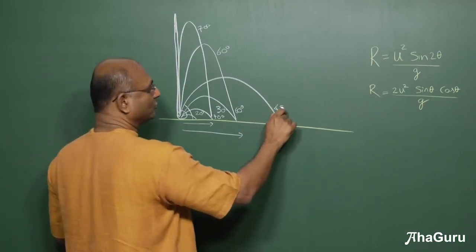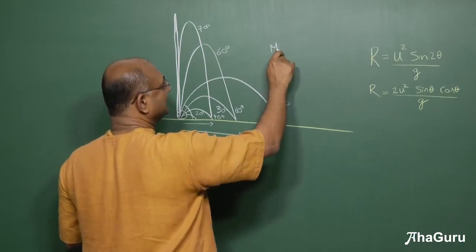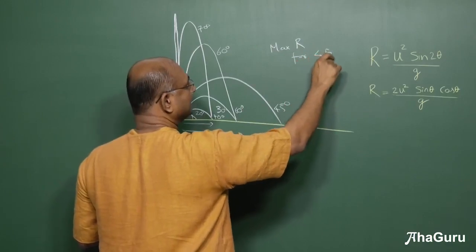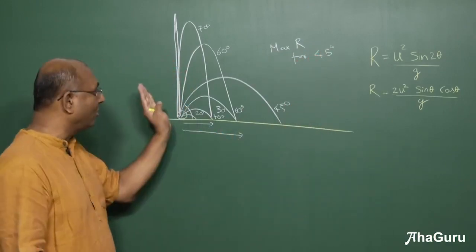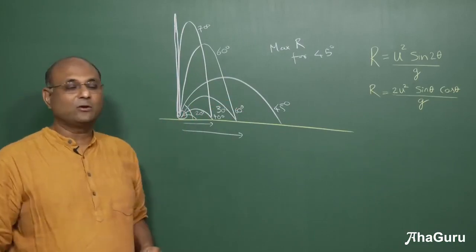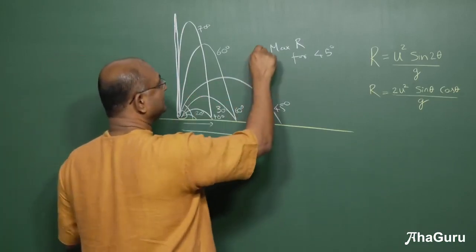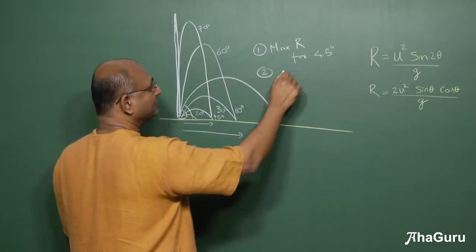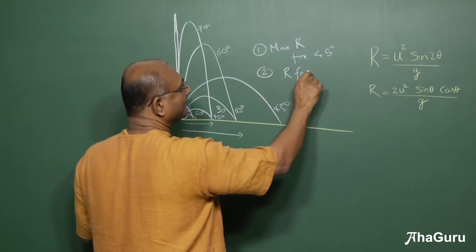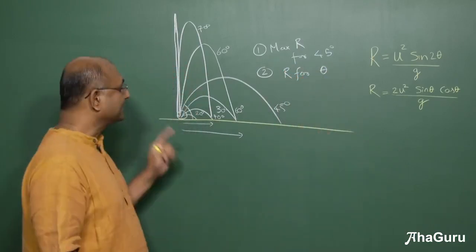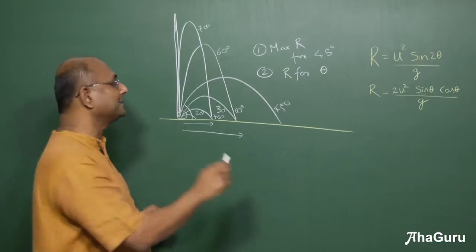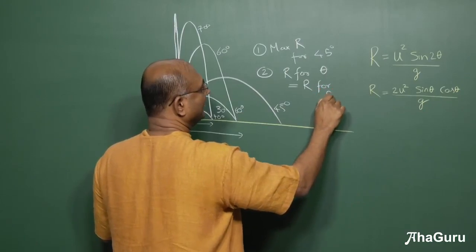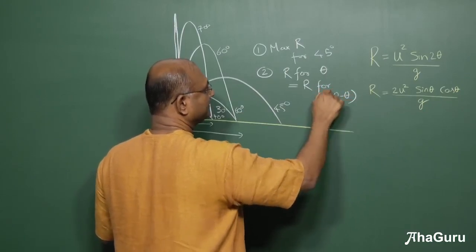This is 45 degrees. So two things. So you get maximum range for 45 degrees. This is assuming u is the same. For all the same u, maximum range is when you have 45 degrees. And so this is the first point. And the second point is that the range for theta is the same as the range for 90 minus theta.